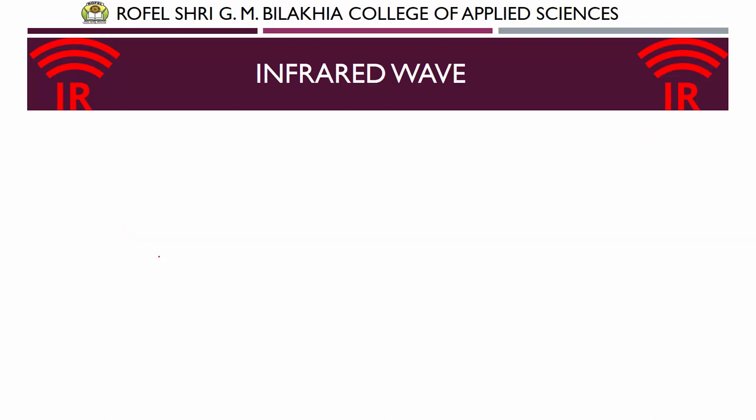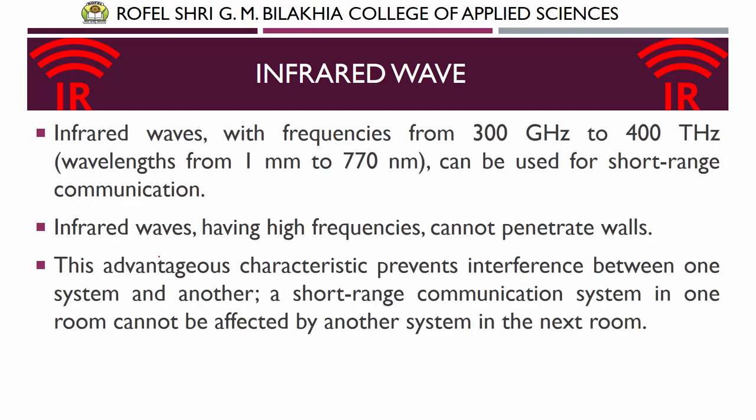Then now these advantageous characteristics prevent the interface between one system to another, like a short range communication system in one room cannot be affected by another system in next room. Like ek remote control se hum work kar rahe hain to dusre room mein jo use kar raha hai remote control usko affect nahi karega, so wo advantage bhi ho sakta hai.